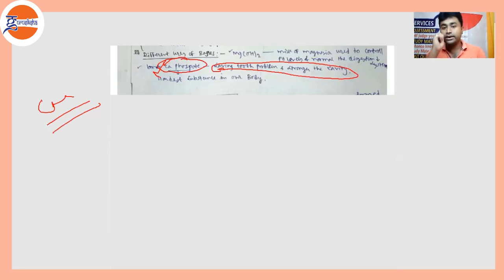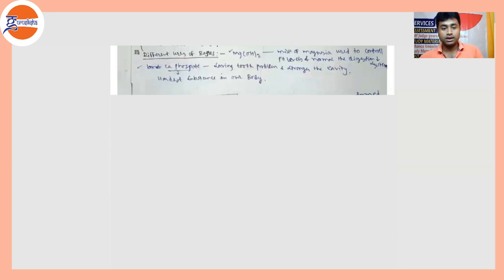So to maintain the teeth in a proper way, we definitely consume calcium phosphate, which is a very important base. Okay, to save teeth from problems and strengthen them, we definitely use calcium phosphate. Okay, so this is another use of calcium phosphate. Now I'm going to the important part: calcium phosphate is the hardest substance of our body.